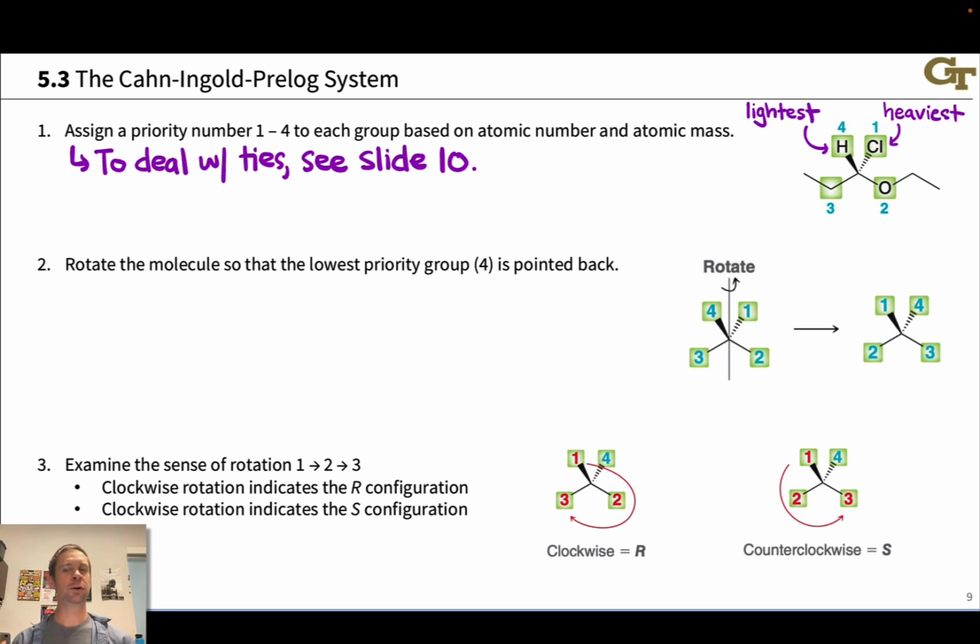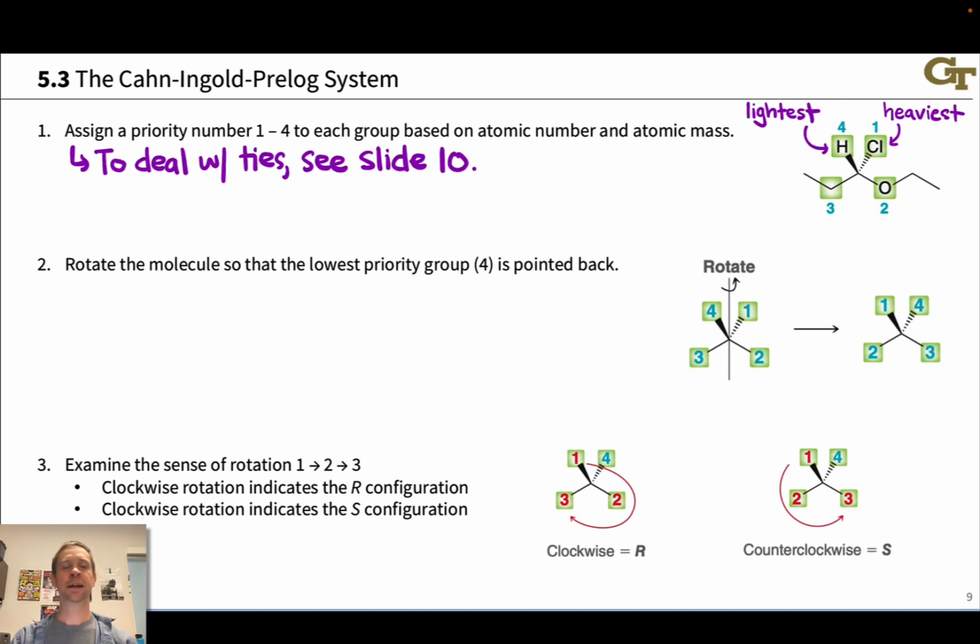What we need to do now is rotate this standard structure into a standard orientation, a well-defined orientation that is part of the convention that makes sure that when I assign a configuration and you assign a configuration, we're looking at the stereocenter from the same angle.